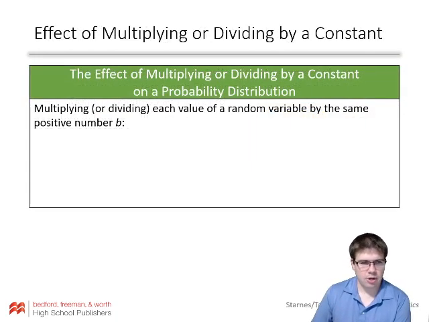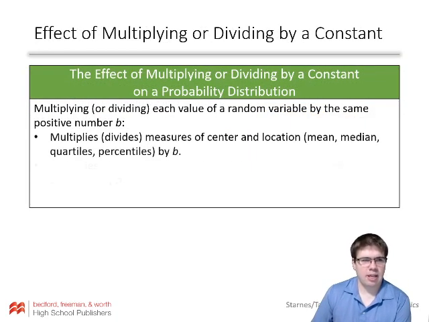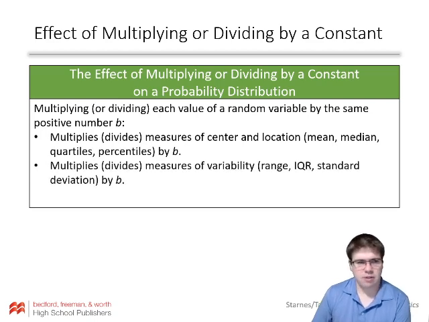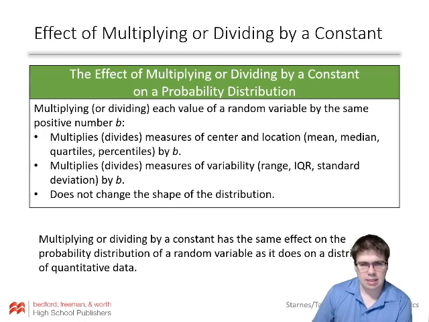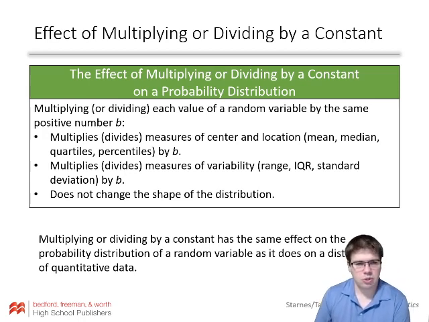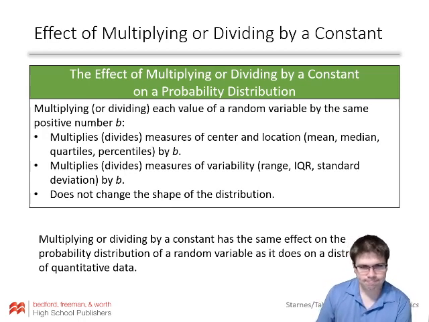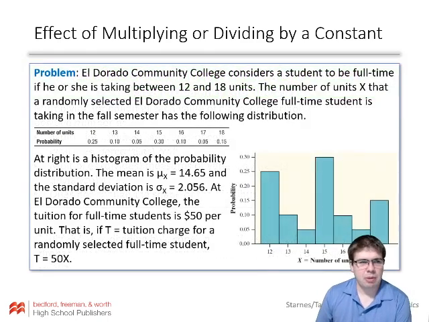All right, so summarizing, it's the same kind of stuff. Multiplying affects the measures of center and location, and it affects the spread, but it doesn't affect the shape. It's basically exactly the same as when we did this with distributions of quantitative data. So, an example of multiplying by a constant.